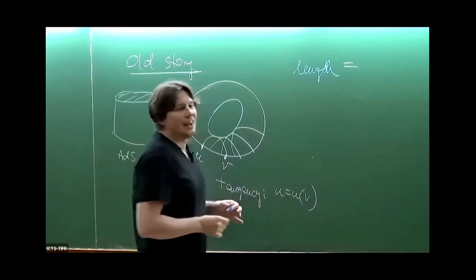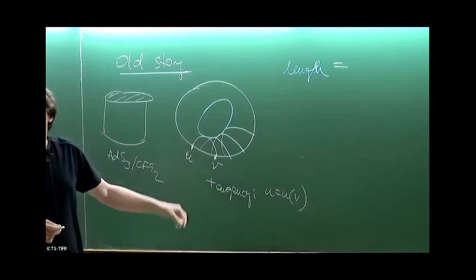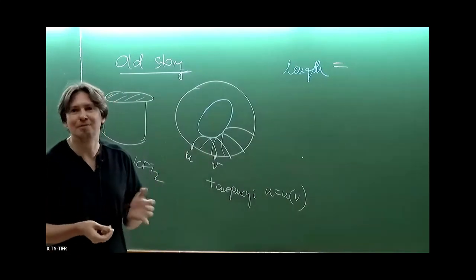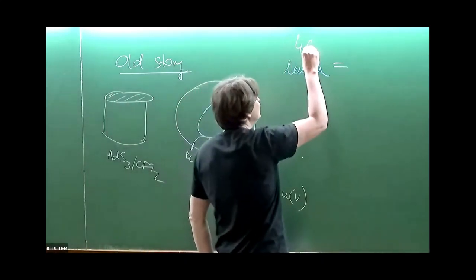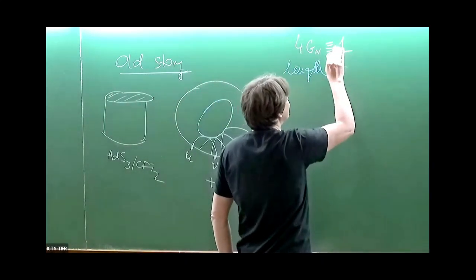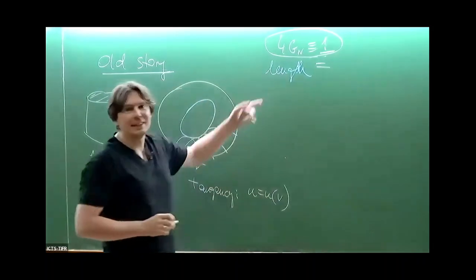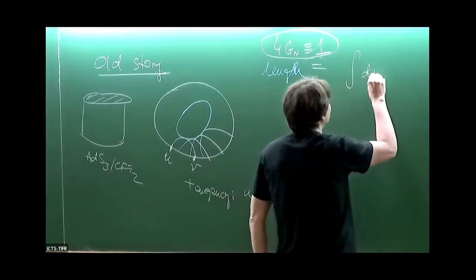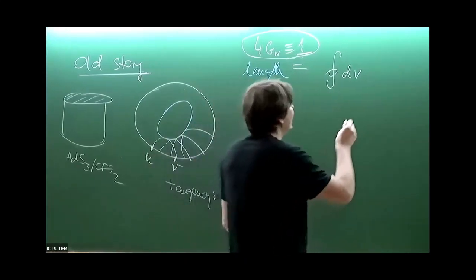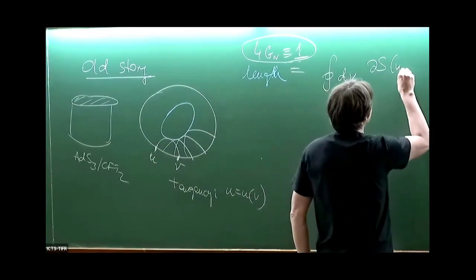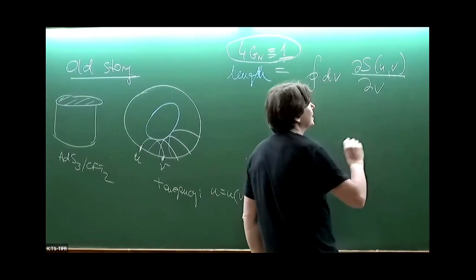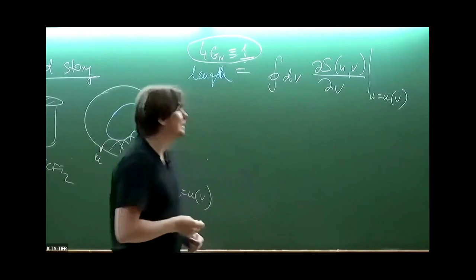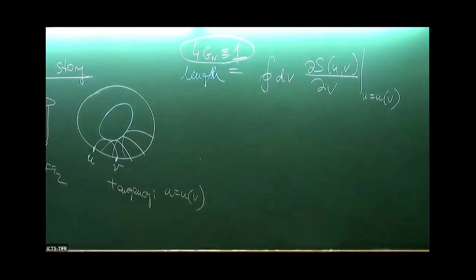Because I'm using the Ryu-Takayanagi formula, the lengths will be related to entropies through a factor of 4G Newton. So let me just set 4G Newton to 1, so I never have to write it again. With that assumption, here is a formula for the length. It's an integral over v. You go all the way around, and the integrand is the following partial derivative of u with respect to v, where u is the tangent geodesics. This is called the differential entropy formula.